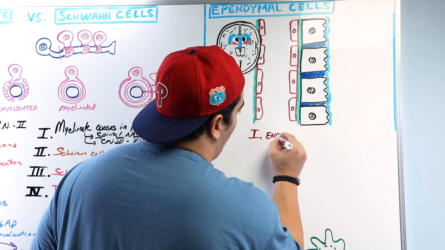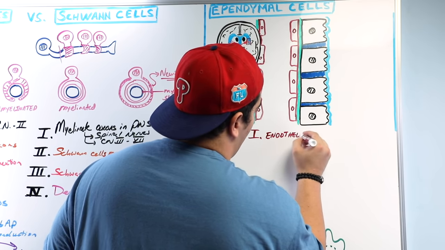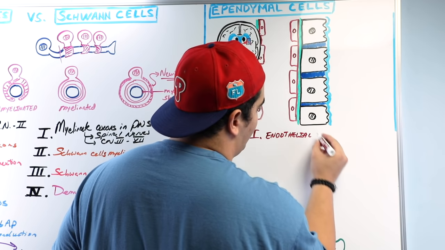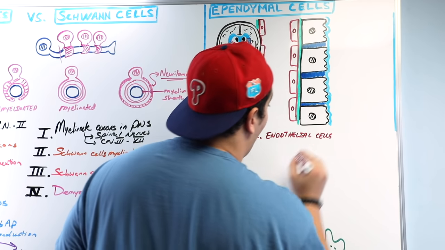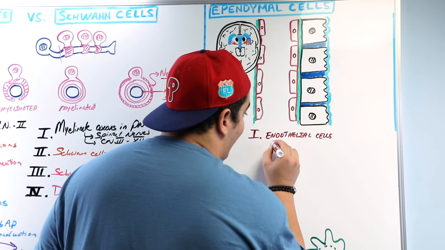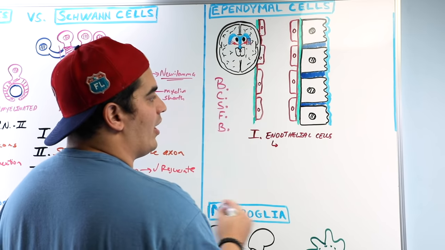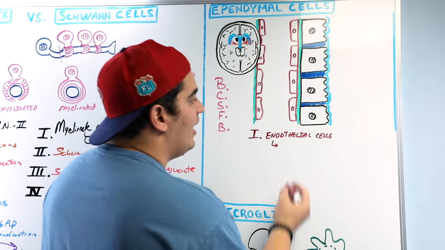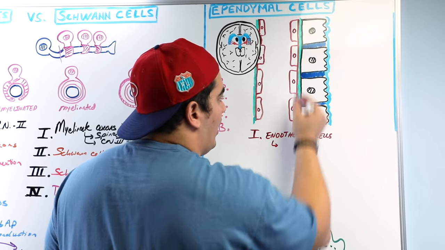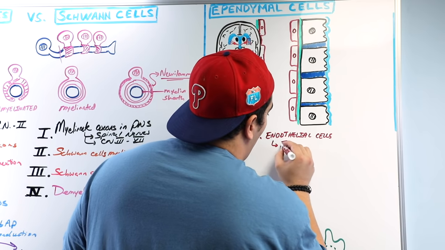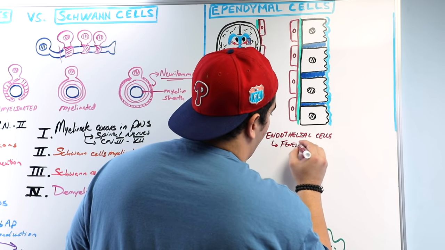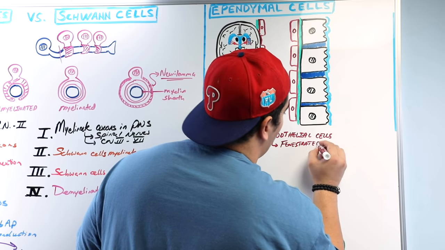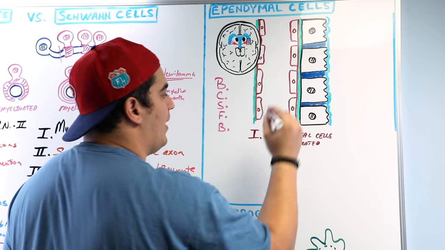These are endothelial cells. Here's the difference though. Do you see tight junctions between them? No, you do not. So because of that, these are different than the blood-brain barrier. In the blood-brain barrier, the endothelial cells are really tightly connected. The endothelial cells in the actual blood CSF barrier are actually fenestrated, so they're a little bit more permeable, okay?